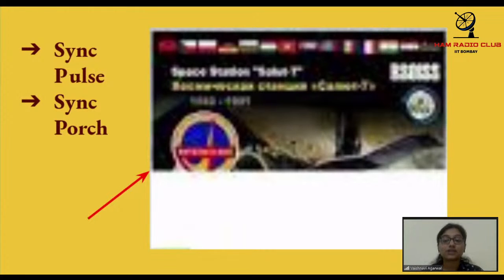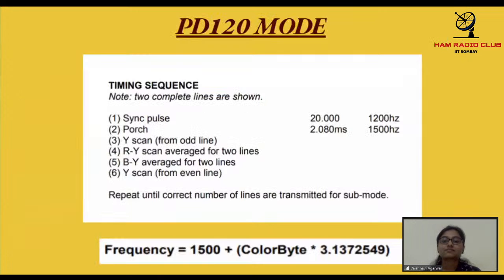In case of PD120 mode, the steps take place for odd lines and even lines. What we mean here is that the first, third, fifth, and so on lines are odd lines, whereas the second, fourth, sixth, and so on lines are even lines. So this is how the mode proceeds.